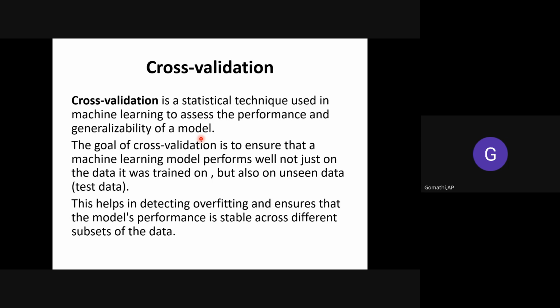The main goal of cross validation is to ensure that the machine learning model performs well not just on the data it was trained on, but also on unseen data, that is, test data. This helps in detecting overfitting and also ensures that the model performance is stable across different data sets. So whether the performance of the model is good, average, below average or low can be easily identified by using cross validation.